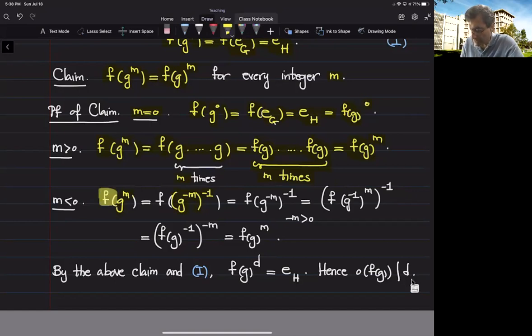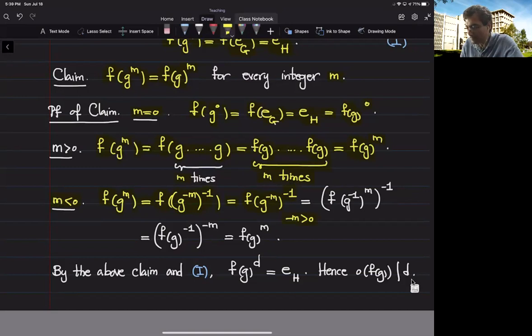Now, we know that because f is a group homomorphism, f of the inverse of an element is the inverse of f of that element. So this means I first apply f to g raised to power negative m, compute its inverse, and that's the same as applying f to this element. Okay, what is the advantage of doing this? The advantage is that negative m now is positive. m is a negative number, and therefore negative m is a positive integer.